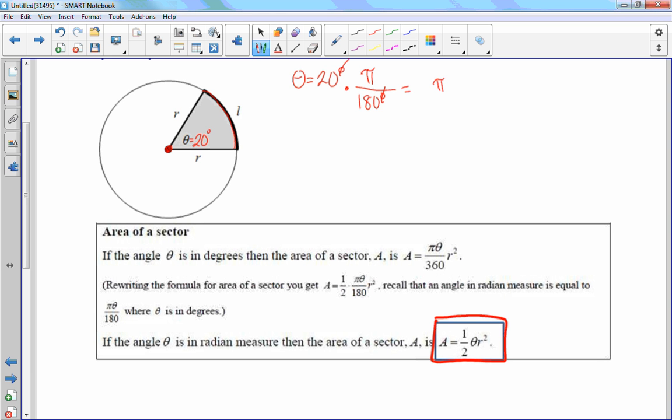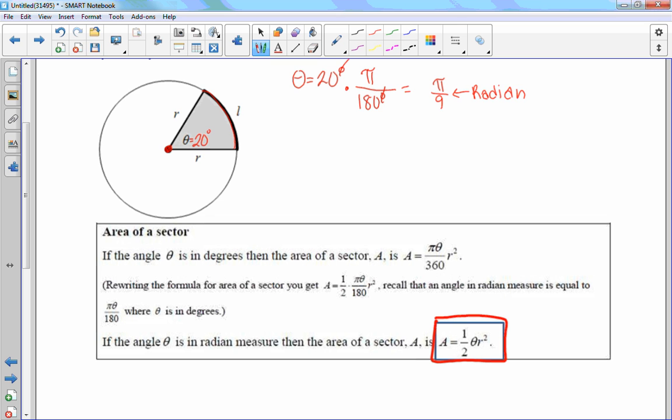Type it in. Grab the calculator behind you, please. Okay, can you type it in for me? Let me know what you get. 20 divided by 180. Math, enter, enter.